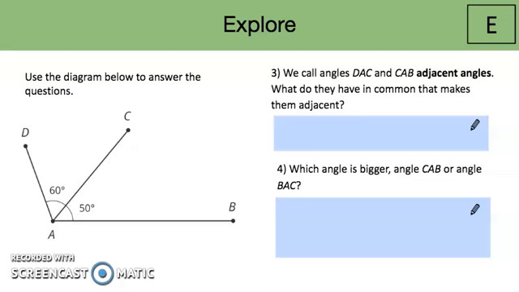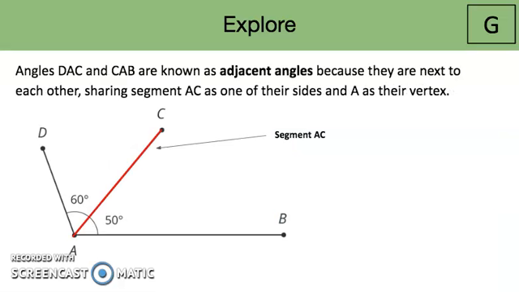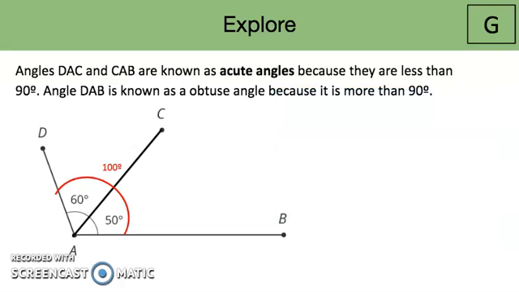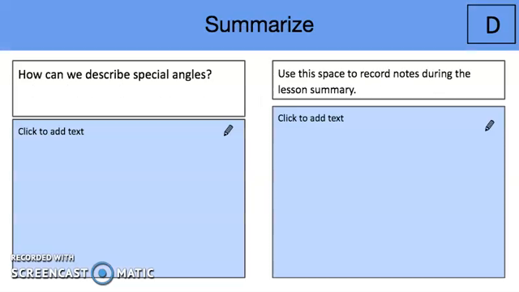Here we have a question that says, we call angles DAC and CAB adjacent angles. What do they have in common that makes them adjacent? Which angle is bigger, angle CAB or angle BAC? Here we're going to provide students more information with the definition of adjacent angles, and then we're going to end the exploration with what is an acute angle and what is an obtuse angle. And as additional support, here we have the definition of acute and obtuse angles.